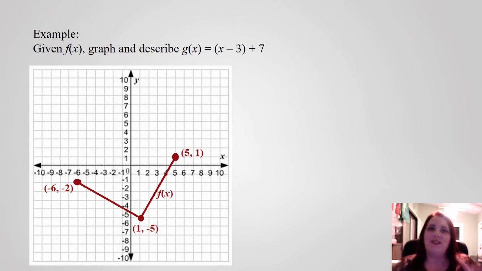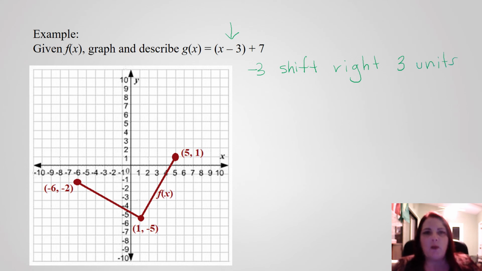So now let's do an example. I've given you a function here on the graph provided, and that function is f of x. We want to describe and graph g of x, and they've given us two transformations. So let's take a look at what those transformations are. This first one is going to be negative 3. This negative 3 will shift the graph to the right 3 units.